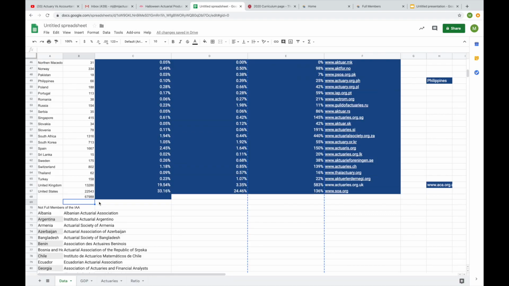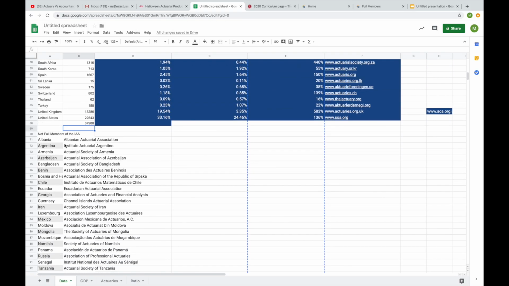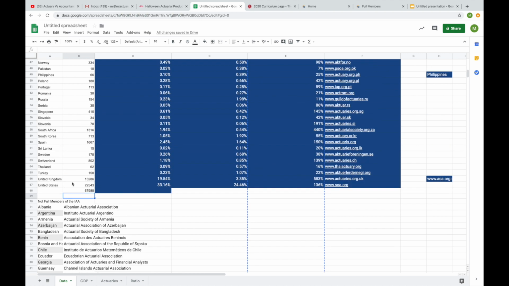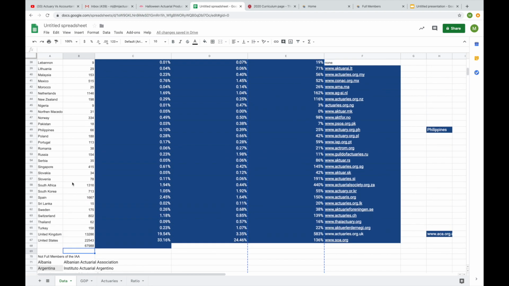So yeah, out of a world population of, what are we at, like 7 billion now, 68,000 of us are actuaries. Now, very important to point out that actuaries from the following countries I'm not going to be considering, just because they're not full members of the IAA. And when you click on them, it does say zero actuaries. So they kind of don't get counted because they're not full members of the IAA.